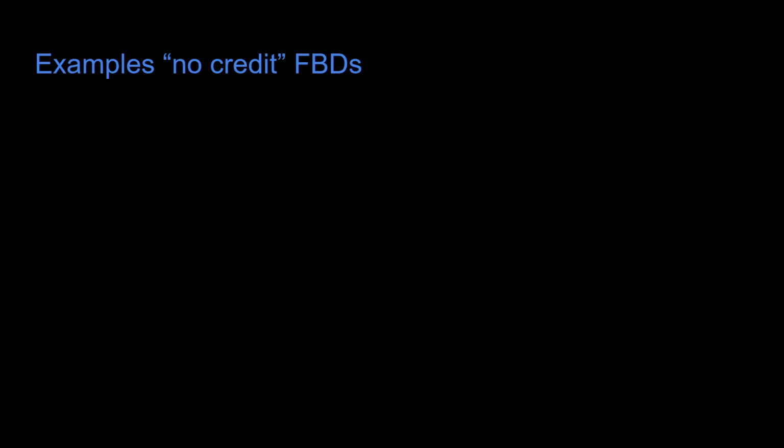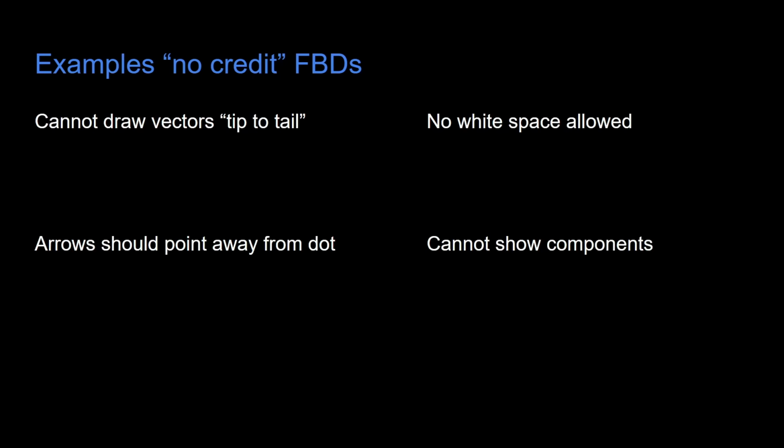Here's some various ways to not draw free bodies. Even if it helps you personally, do not put this on your exam on that portion or you'll not receive credit. So first, here's sort of our 4 rules. You can't draw vectors tip to tail. You can't have white space. So the arrows must actually touch the dot or else you won't get credit. Arrows should point away from the dot, and you can't show components on the diagram. Even if you draw the full force, do not draw components.